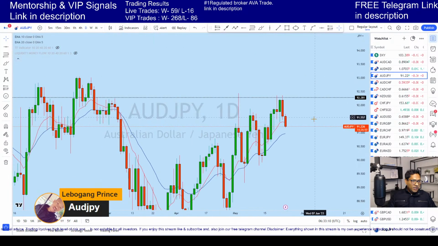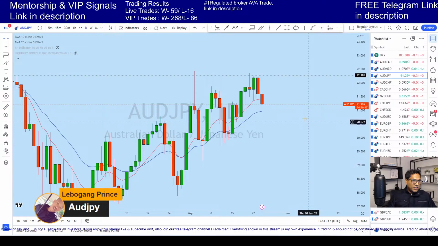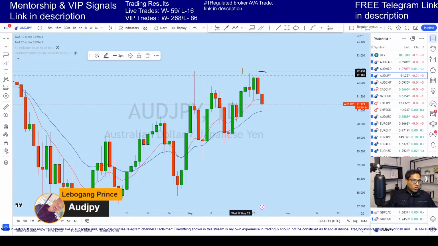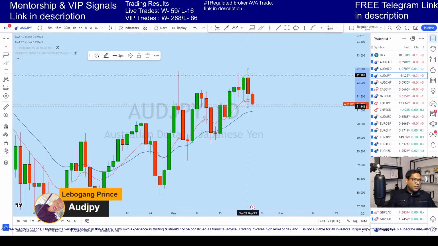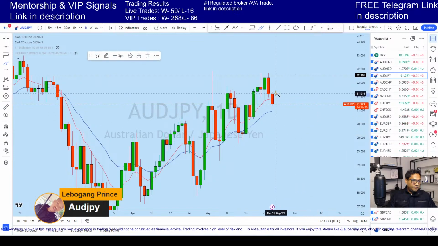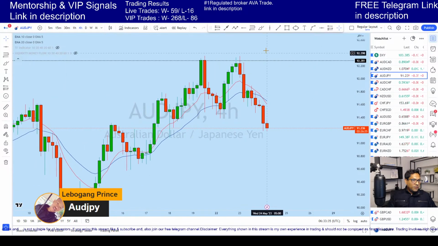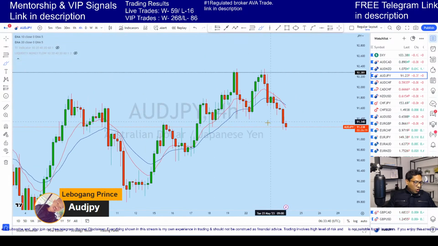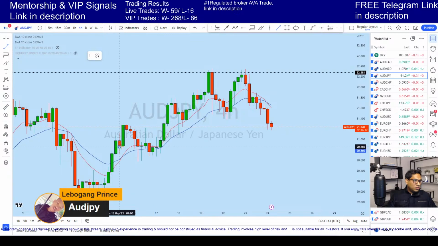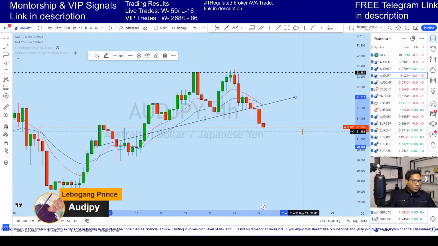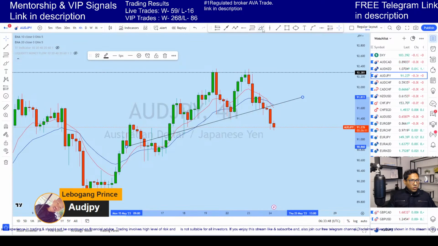If we look at the daily on Aussie Yen, the price has formed a series of lower highs along the zone, and there is a daily bearish candle here. With that daily bearish candle, another daily bearish candle is being formed. And if we look at the lower time frame, the 4 hour, there's a double top here. We saw primarily a break of structure on Aussie Yen along the zone.